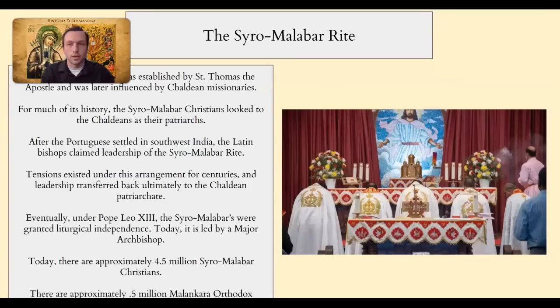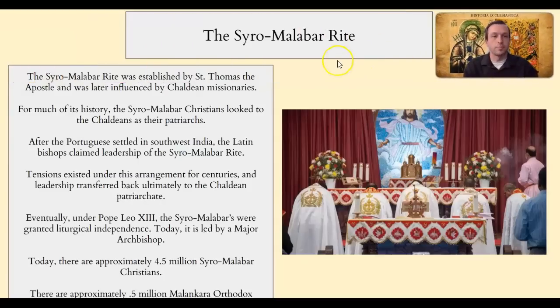Now, the Syro-Malabar Rite is the Catholic ancient rite in India. It was established by St. Thomas the Apostle and was later influenced by Chaldean missionaries. For much of its history, the Syro-Malabar Christians looked to the Chaldeans as their patriarchs. But after the Portuguese settled in southwest India in the region of Goa, the Latin bishops claimed leadership of the Syro-Malabar Rite. Tensions existed under this arrangement for centuries, and leadership ultimately transferred back to the Chaldean Patriarchate from the Latin bishops in Goa. Eventually, under Pope Leo XIII, the Syro-Malabars were granted liturgical independence.